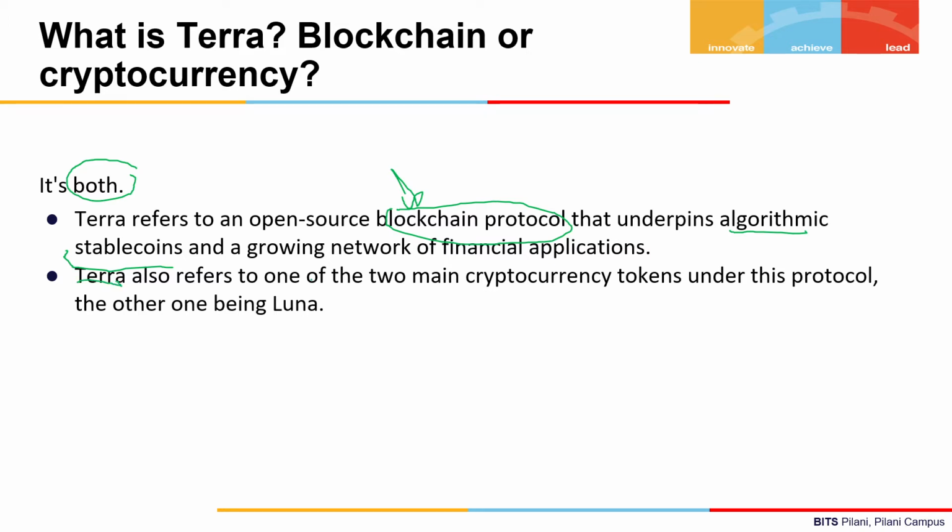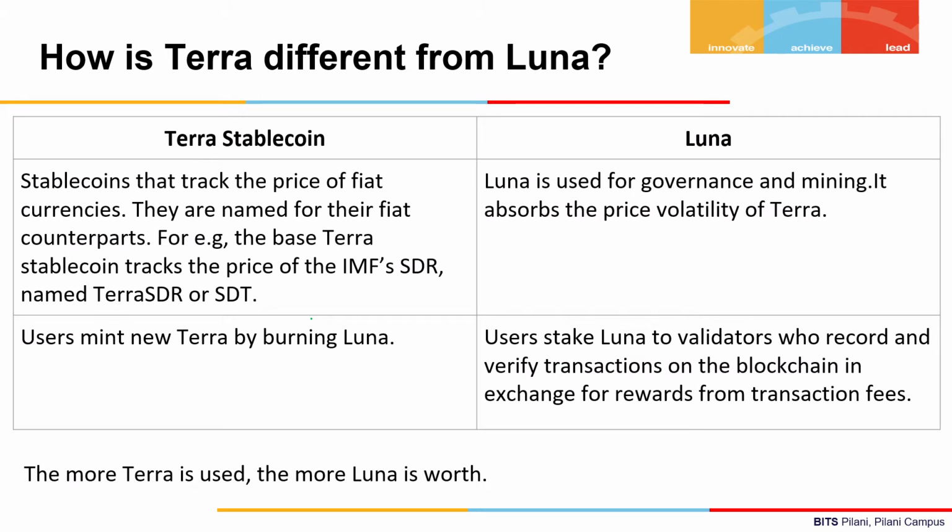So in fact, there are two cryptocurrency tokens on this protocol. One of them is named Terra and the other one is named Luna. Now, how is Terra different from Luna? Terra is basically the stablecoin. So it's a stablecoin that tracks the prices of fiat currencies, and it is named for their fiat counterparts. So for example, we have this Terra named UST, which is basically the Terra stablecoin corresponding to the American or the US dollar.